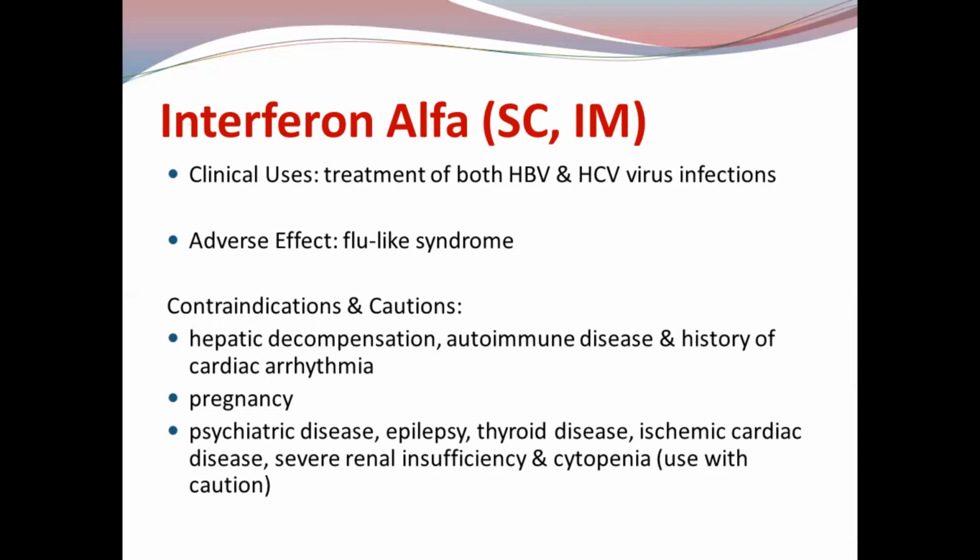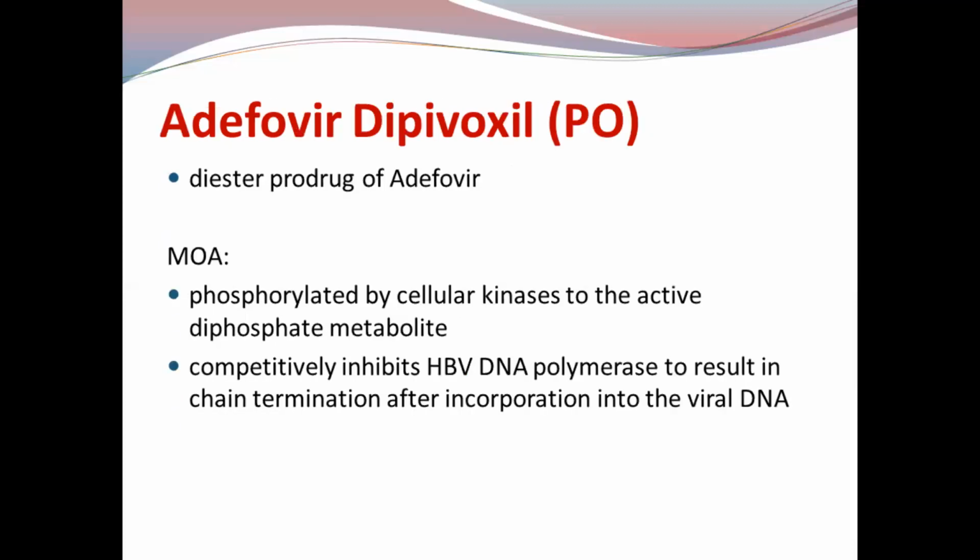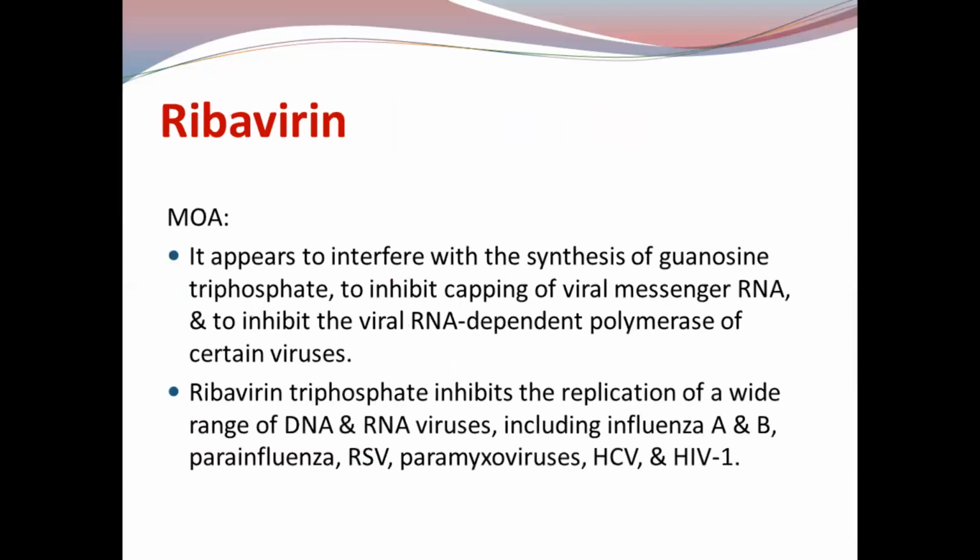However, it is contraindicated for patients na mayroon ng hepatic decompensation. Ibig sabihin, mayroon ng liver failure. No? And doon sa mga may autoimmune disease and history of cardiac arrhythmia. Adefovir is the ester prodrug of adefovir, which is phosphorylated by cellular kinases. Ribavirin is also used. It is used to inhibit viral RNA-dependent polymerase of certain viruses.